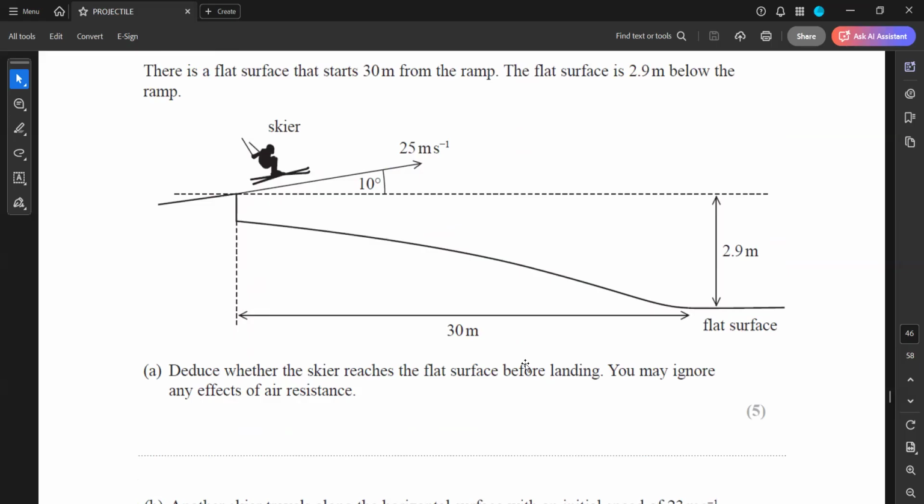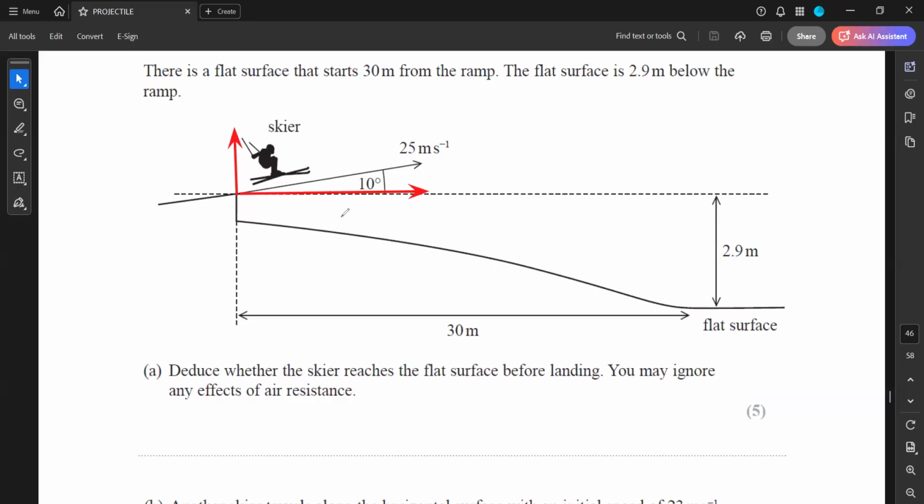So first, how can it be done? We have the velocity, 25. This velocity will have two components: one adjacent to the angle, another opposite to the angle. The skier will have both components because initially he's at an angle. If it was initially horizontal, then he wouldn't have a vertical component, only horizontal.